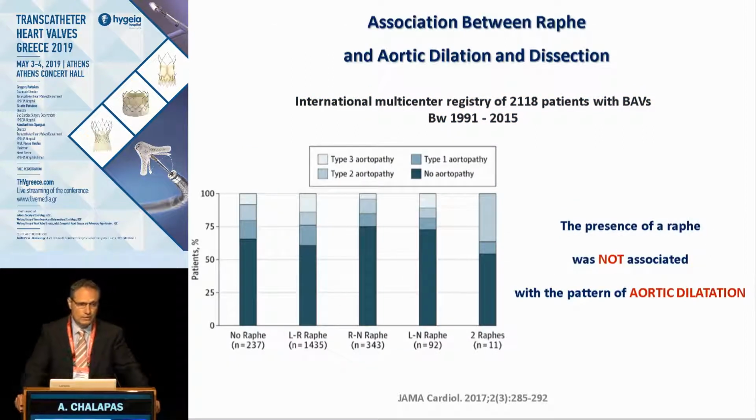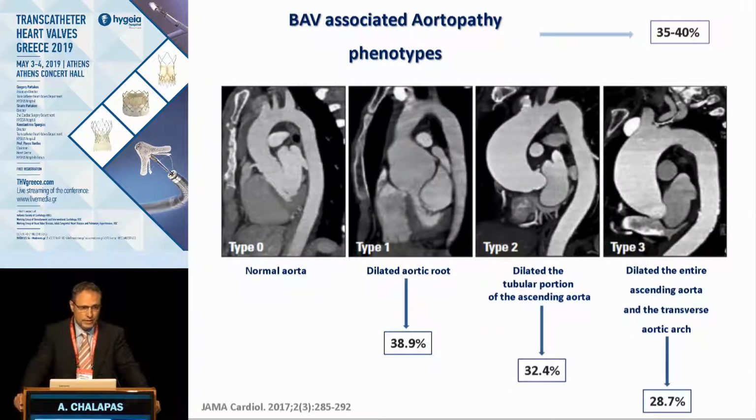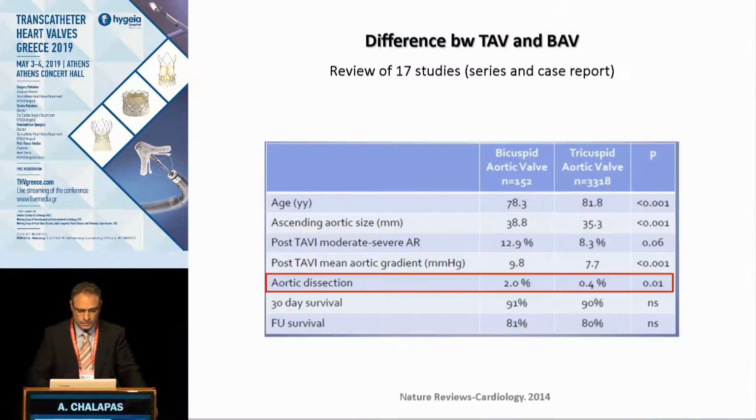On the other hand, the type and the existence of the raphe was not associated, according to recently published data, with the aortopathy and the aortic dilatation. We know that bicuspid valves are often combined with aortopathies, and this occurs in up to 40% of the cases. There are different types. Type 1 is characterized by a dilated aortic root, in up to 39% of the cases. Type 2 is characterized by the dilatation of the tubular portion of the ascending aorta, and type 3 is characterized by the dilatation of the whole ascending aorta and the aortic arch at the same time.